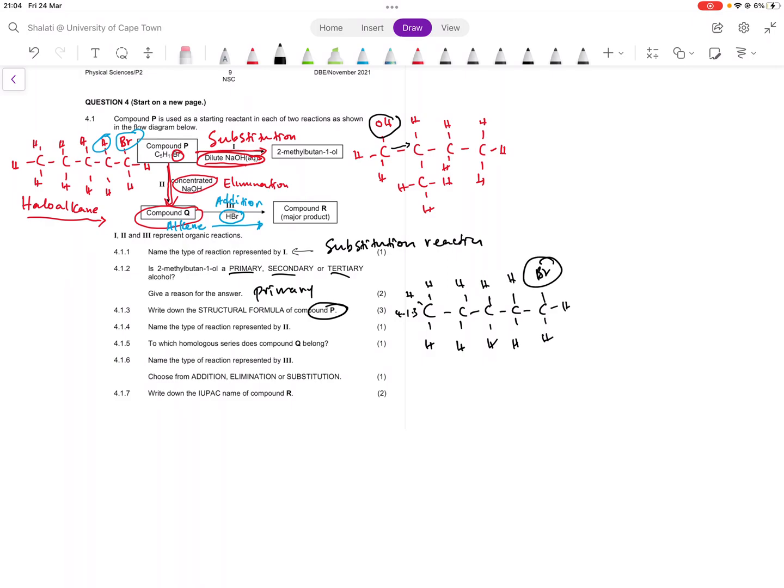Doesn't matter, this Br, you can put it here, you can put it there, or you can put it here. Doesn't matter which way you go. You can even put it there. I hope you understand what I'm trying to say.